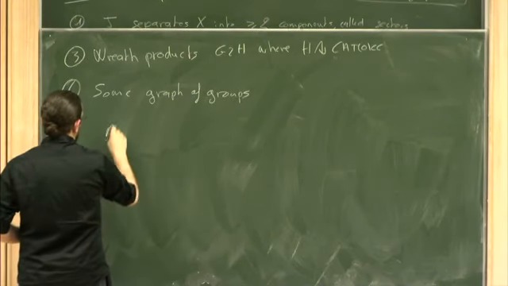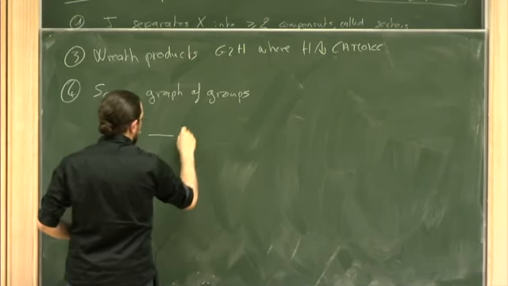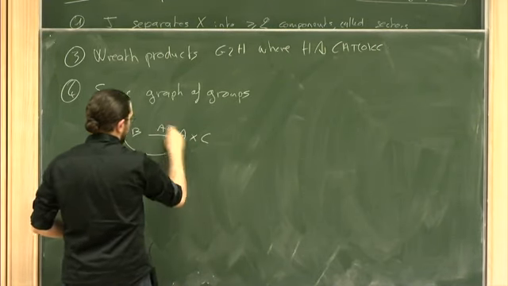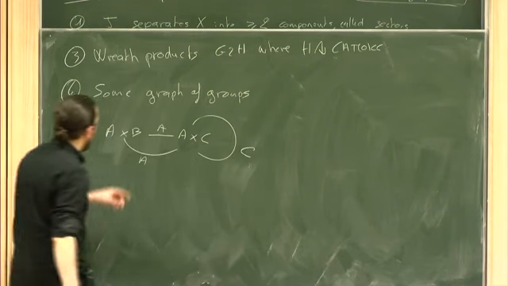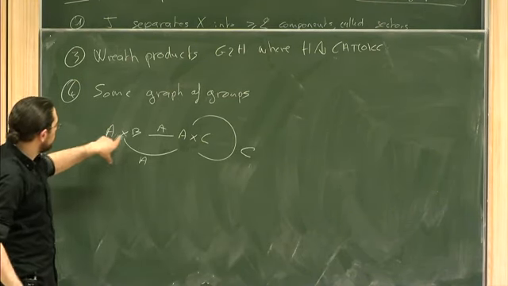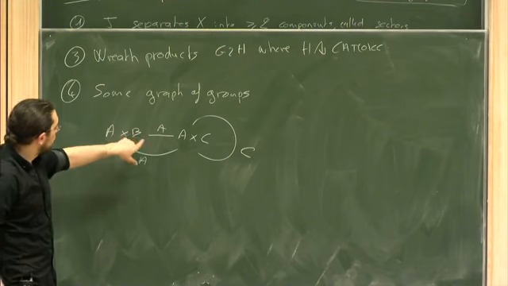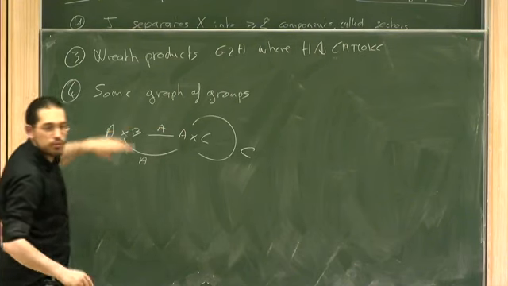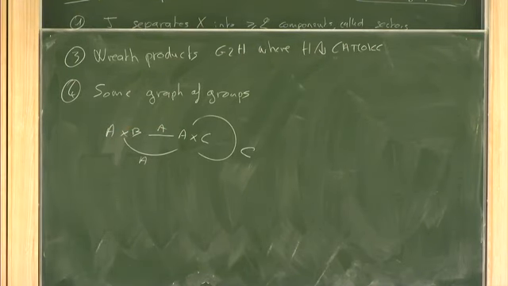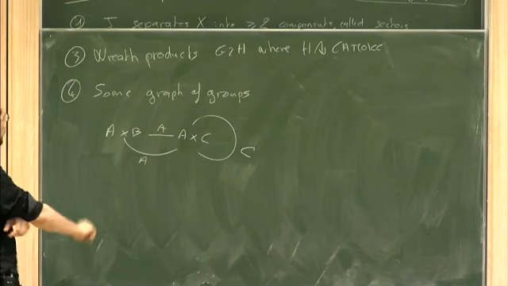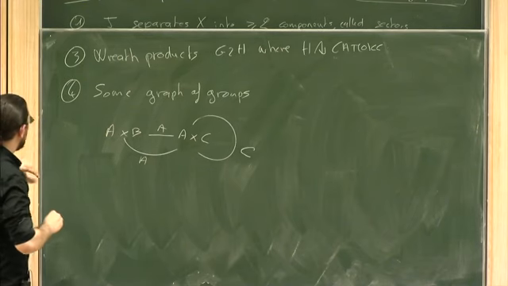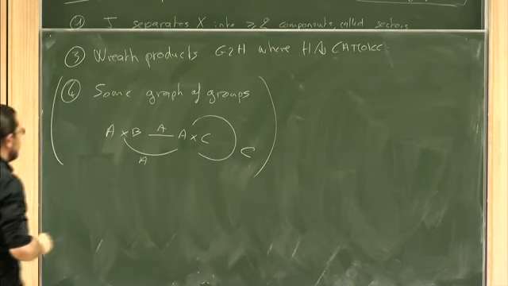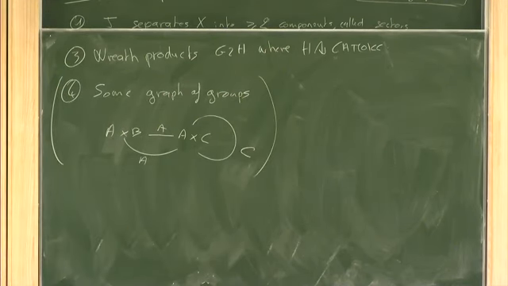Typically something like this. So vertex groups are direct products, edge groups are factors, and the maps are just the canonical ones. But this last example is not completely written here, so I should hide some parentheses.